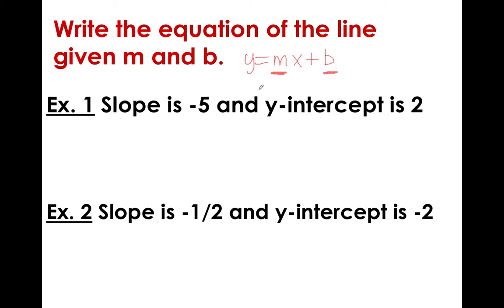The first one says the slope is -5 and the y-intercept is 2. If we trust the process, we plug in a -5 for our m and a +2 for our b, and we end up with y equals -5x plus 2. For the second one, yes, your slope can be a positive number or a negative number, and it can also be a fraction or a decimal number. Just know that it represents the slope. The y-intercept in this case is a -2. So when I follow the process, I write down y equals mx plus b.